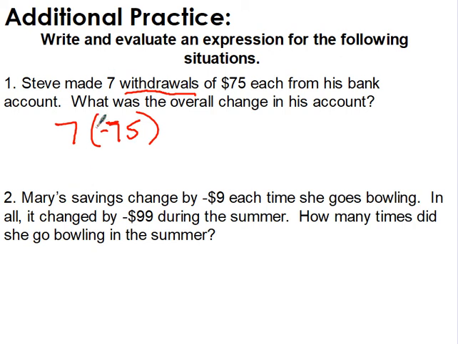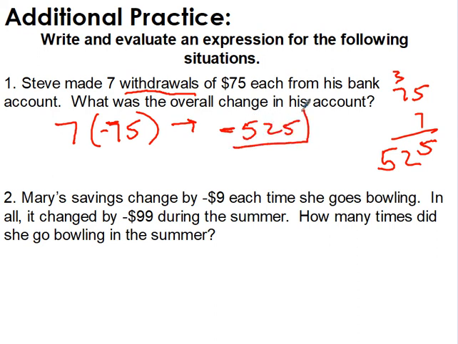Now when I multiply, I know his overall change has to be negative because he took money out of his account, and a positive times a negative is always negative. Then I just have to work out 7 times 75, which I would do off to the side. I get 49 plus 3 is 52. I was way off there for a second. There we go. So negative 525. That means his overall change in his account is that it went down $525.